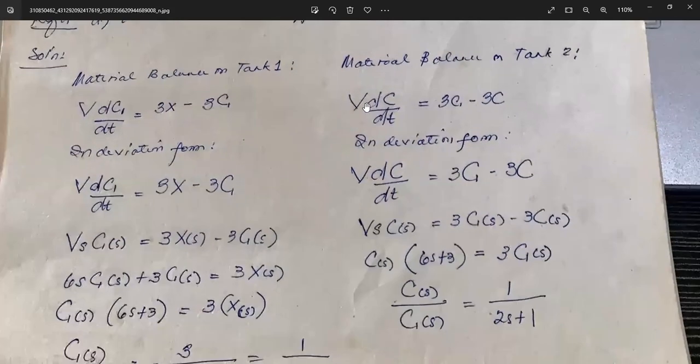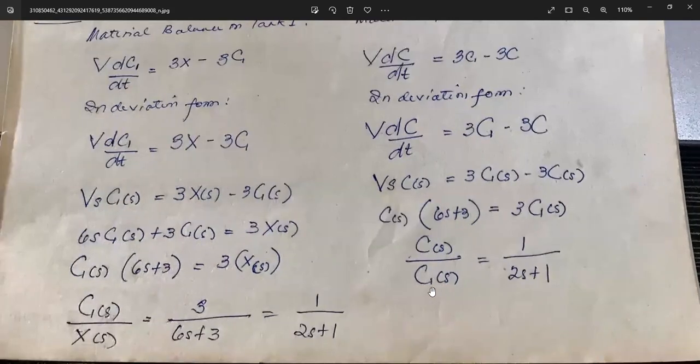Now you do the same for tank 2. So you have V dC/dt. This one is C1, the concentration in tank 1. The concentration in tank 2 was presented as C. And you have 3C1 minus 3C in deviation form, in Laplace transform, and then you have this Laplace transfer function for the second tank. This is the transfer function of the first tank, and this is the transfer function of the second tank. We don't have a liquid level system here, but we have a mixing system.